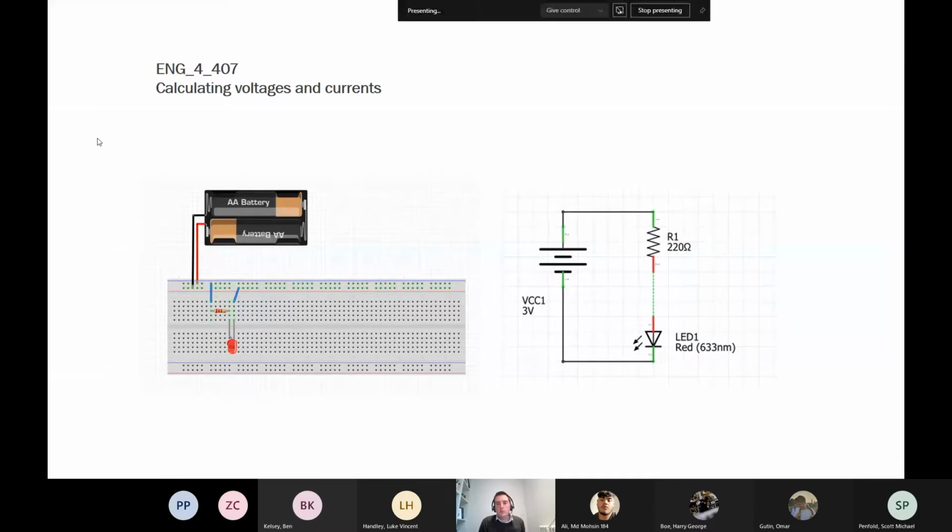Okay, that's 5 minutes. Let's go again. I will share my screen. So this is now the other side of things. As I say, this is about calculating voltages and currents.